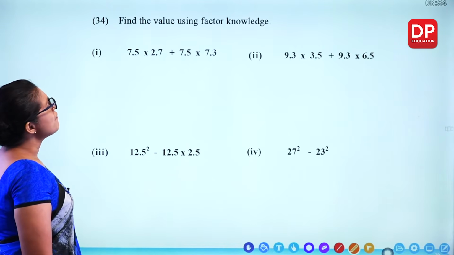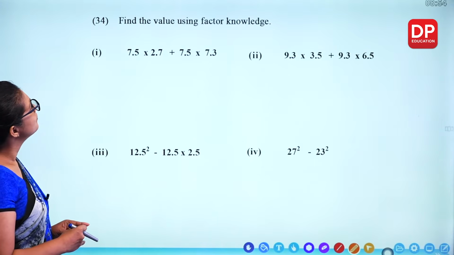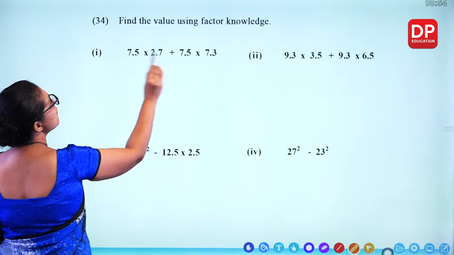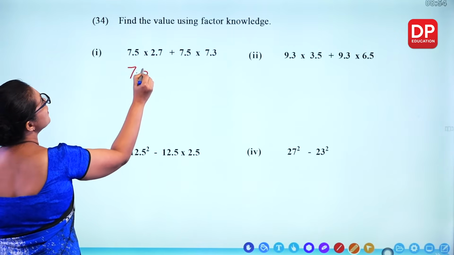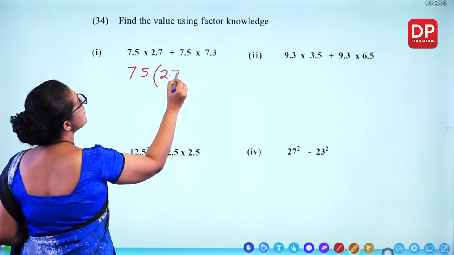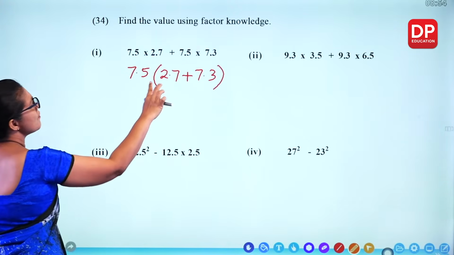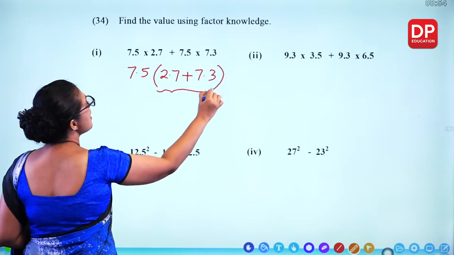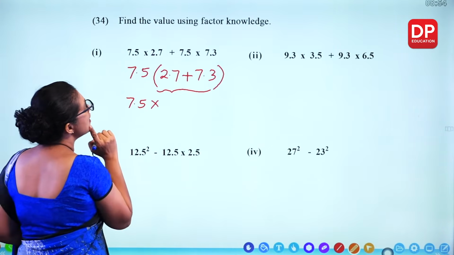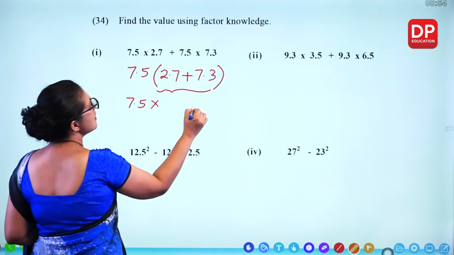Find the value using factor knowledge. Look at these two. 7.5 is common. Take it out. What's remaining? 2.7 and 7.3. Now we can simplify inside brackets. So 7.5 times the addition of these two numbers, 7 plus 3, 10.